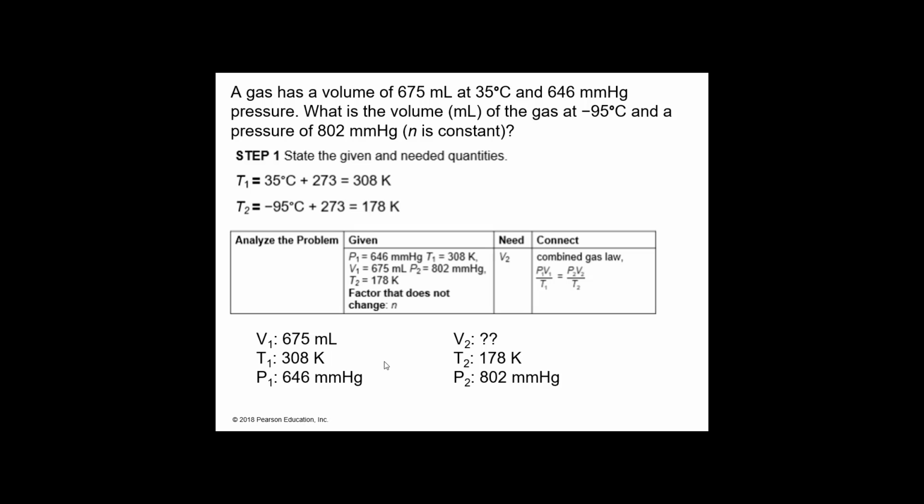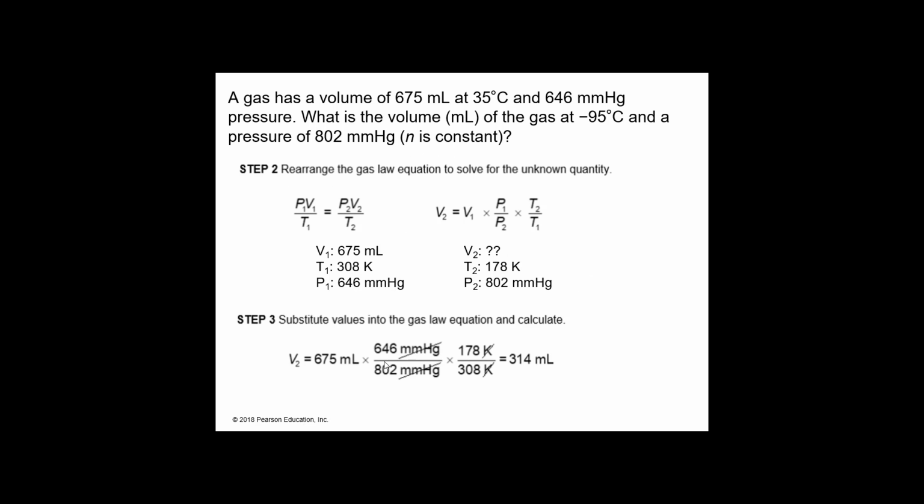And what we're looking for here is, you see two variables that have changed. We have initial and final variables for temperature and pressure, and we have one variable for volume. We need to get the final volume. So we plug everything in, and we end up with 314 mL as our answer, and everything else should cancel out, which it does.